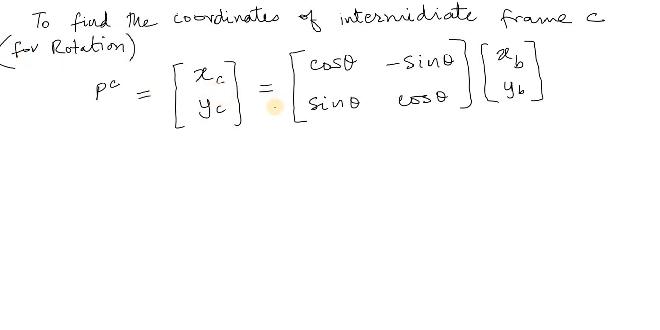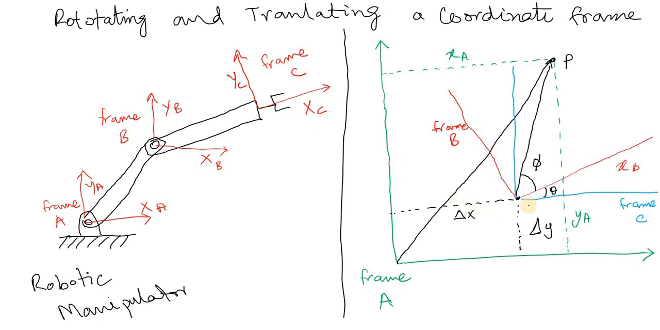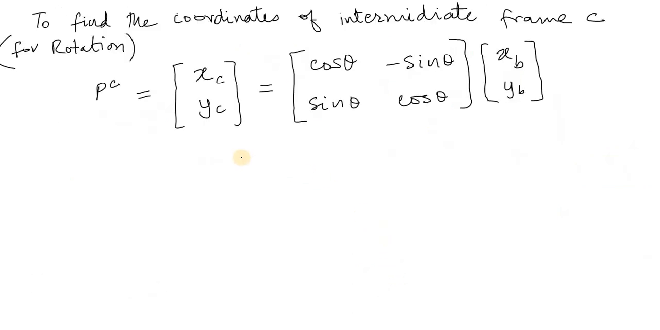So this is for rotation, and if you want to find translation, then what you need to do, you need to convert this frame C into frame A. So it's clear that if you add the coordinates of your intermediate frame, which is the frame C, to this delta y and delta x, you will get frame A. Okay, so the coordinates of frame C plus this delta y delta x is equal to the x and y components of frame A.